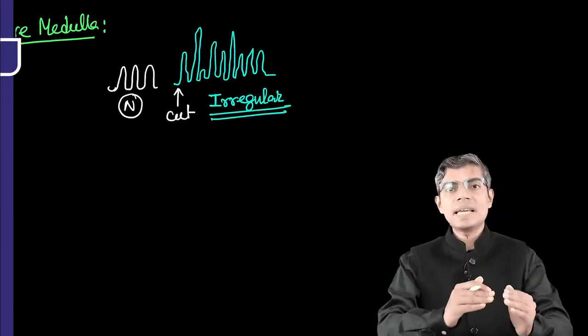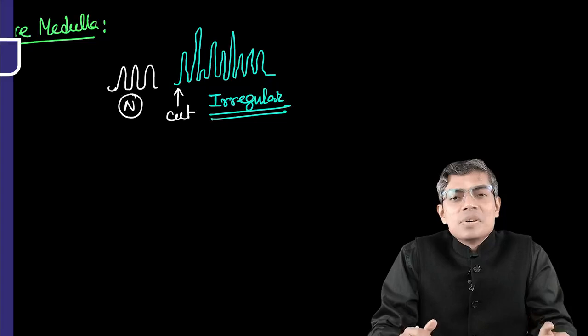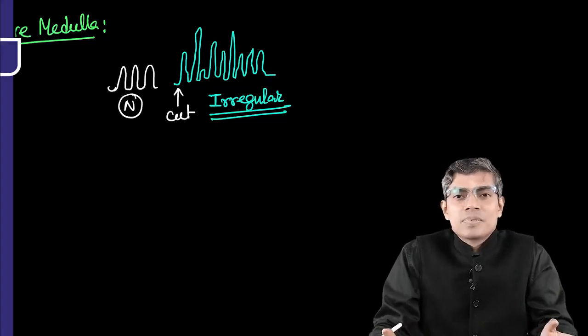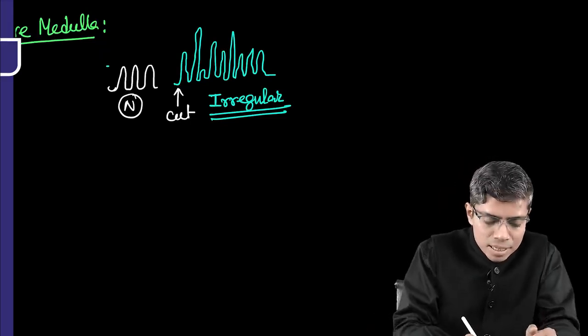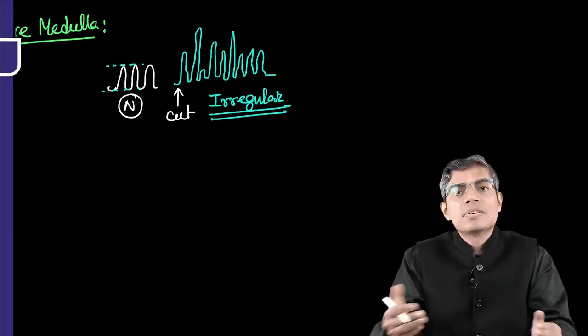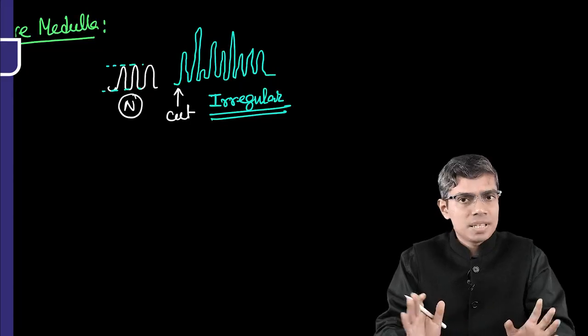Irregularly irregular. Rate and depth control is done by the pneumotaxic and apneustic centers. Both of them are gone. So what will happen? Your rate and depth will not be fixed. That's why you find that the tidal volume is not fixed. Even your rate is also not fixed. So this is nothing but irregular respiration.